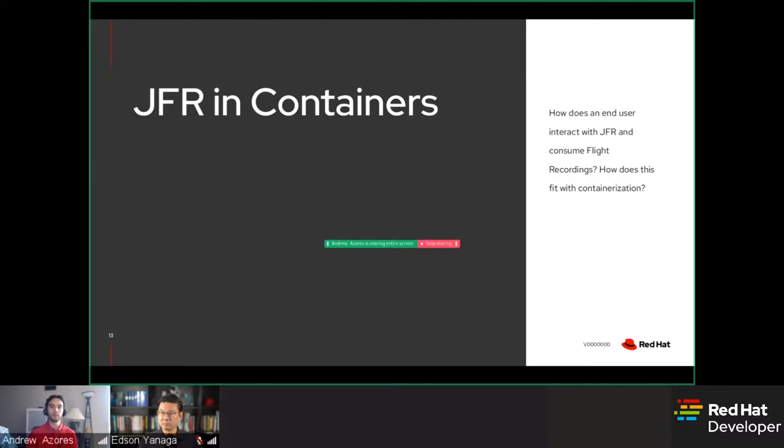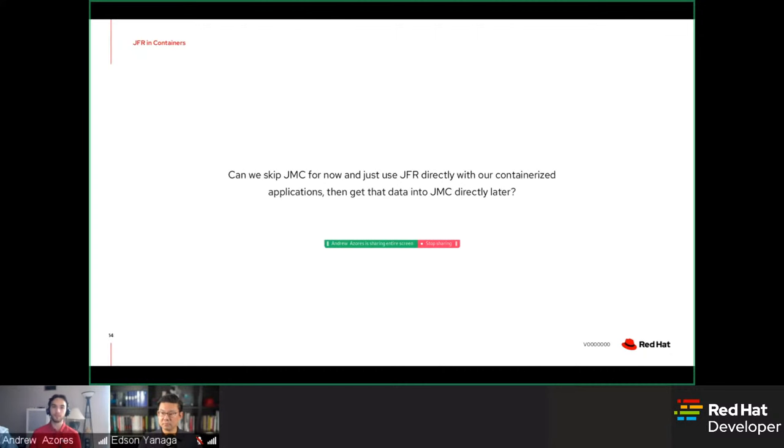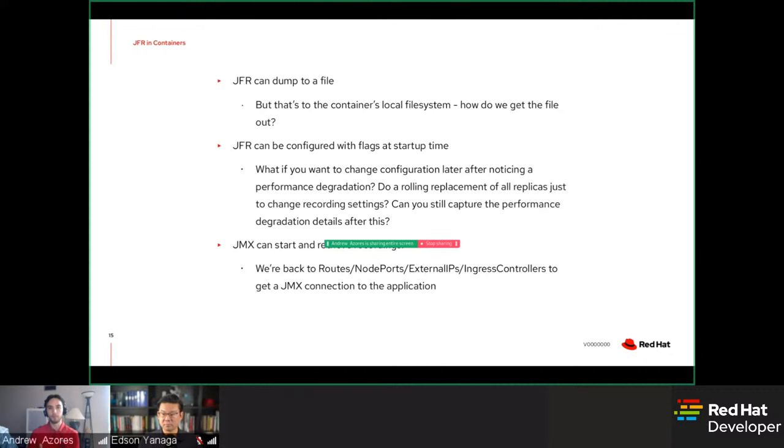And there are maybe some other things you could try. With JFR itself, well, you can make it dump to a file. But if we're in a container, that file system isn't really accessible to us. You can start at startup time without using JMX. But then what if you notice a bug in production? You don't want to tear down the instance of your application to start profiling it. That doesn't really work if it has to be configured at startup time. You can use JMX to start and stop at runtime, but now we're back to the problem of how do you connect to that JMX connection from outside of the cluster.